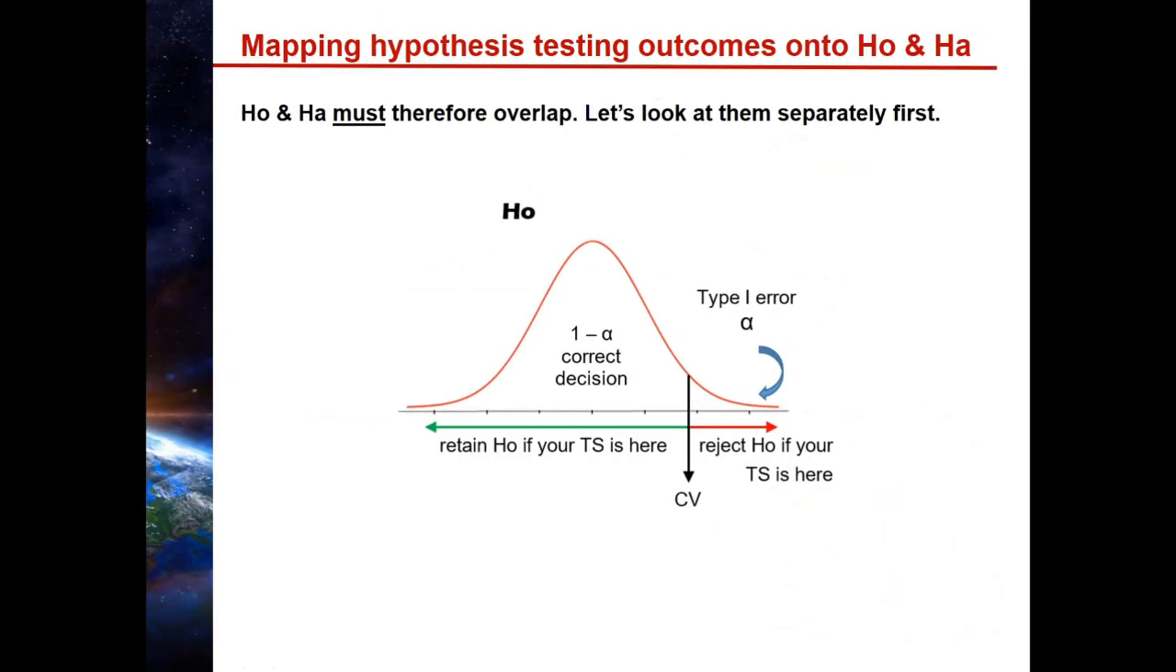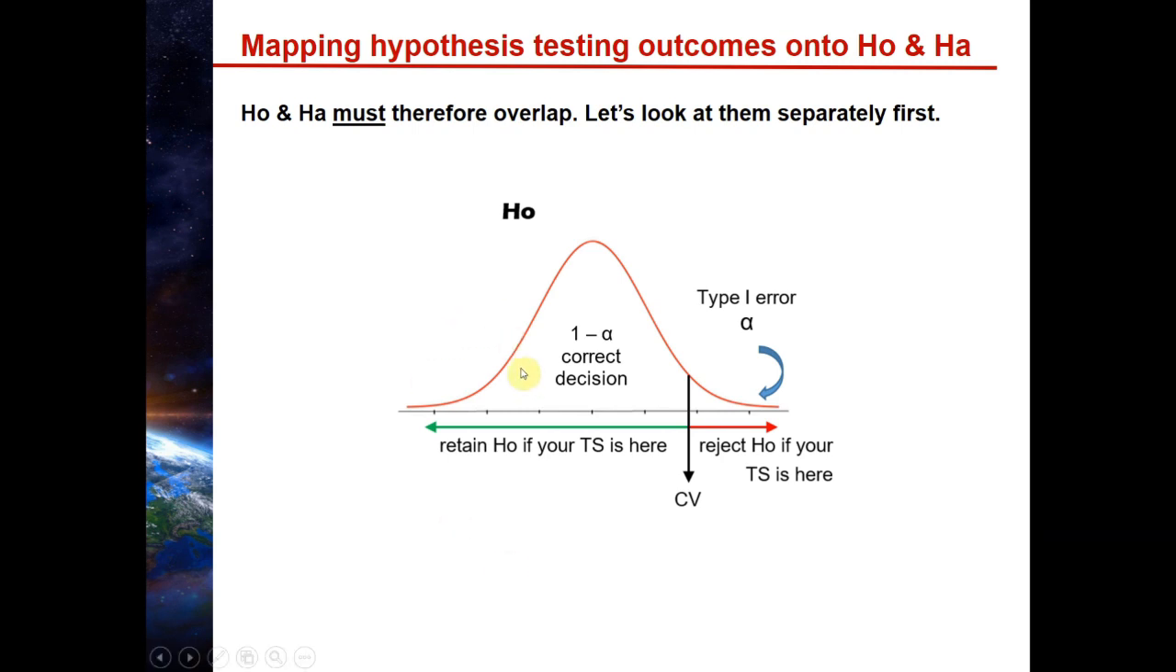The next step is to see how H0 and HA relate to one another. We've already said that they overlap. They have to, because if each one goes from negative infinity to positive infinity, that means they must overlap. Before we see them overlapping, there's something that I need to explain to you, and it's easier to do this by looking at H0 and HA separately.